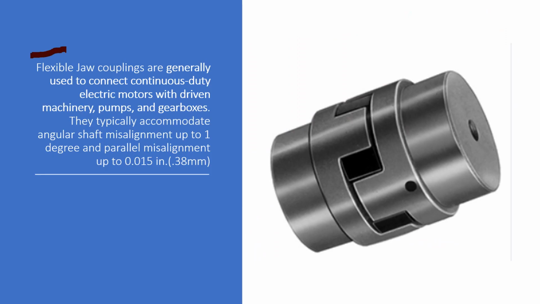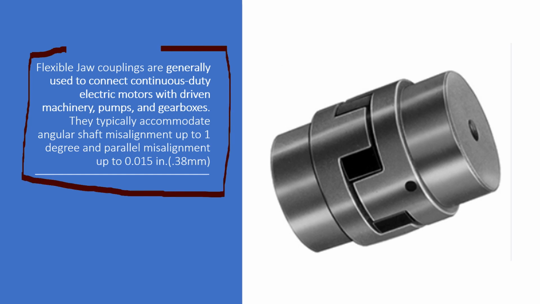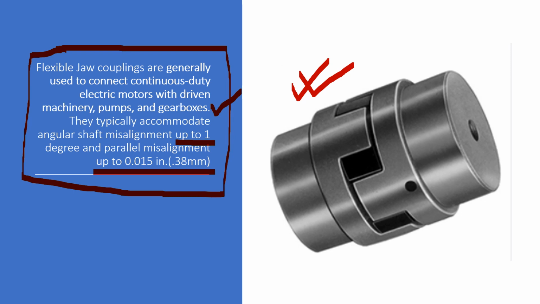Flexible jaw coupling is a very famous type of coupling, and it is used in industrial sectors. Flexible jaw couplings are generally used to connect continuous-duty electric motors with driven machinery, pumps, and gearboxes. This is the one popularly used. They typically accommodate regular shaft misalignment up to 1 degree. 1 degree is too low. And parallel misalignment up to 0.015 inch, that is 0.38 mm. So it can be used, as I told from the beginning, with high rotation of the motors. Motor rotation speed can be 1000 rpm, 2000 rpm, 3000 rpm, depending upon the motor capacity. Based on that, flexible jaw coupling is always recommended.